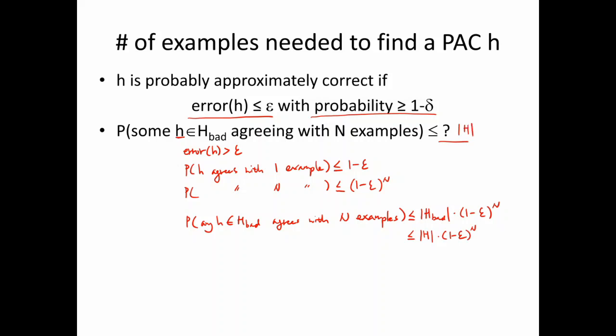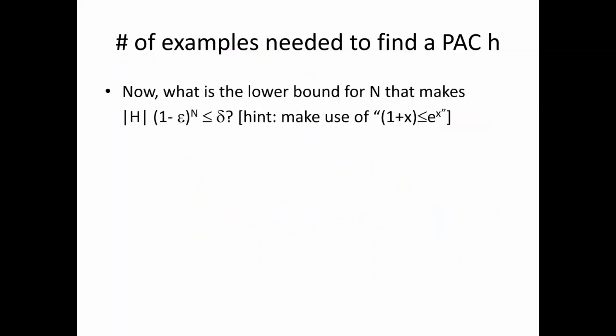So this is less than |H| times (1 minus epsilon) to the nth power. So the probability of some bad model getting n things correct by fluke is less than or equal to the cardinality of H times (1 minus epsilon) to the nth power. And the probability being greater than or equal to 1 minus delta is the same thing as the probability being less than or equal to delta. So then we want this value to be less than or equal to delta. And our question is, what is n that would make this happen? Again, we want to find n for which this is true.